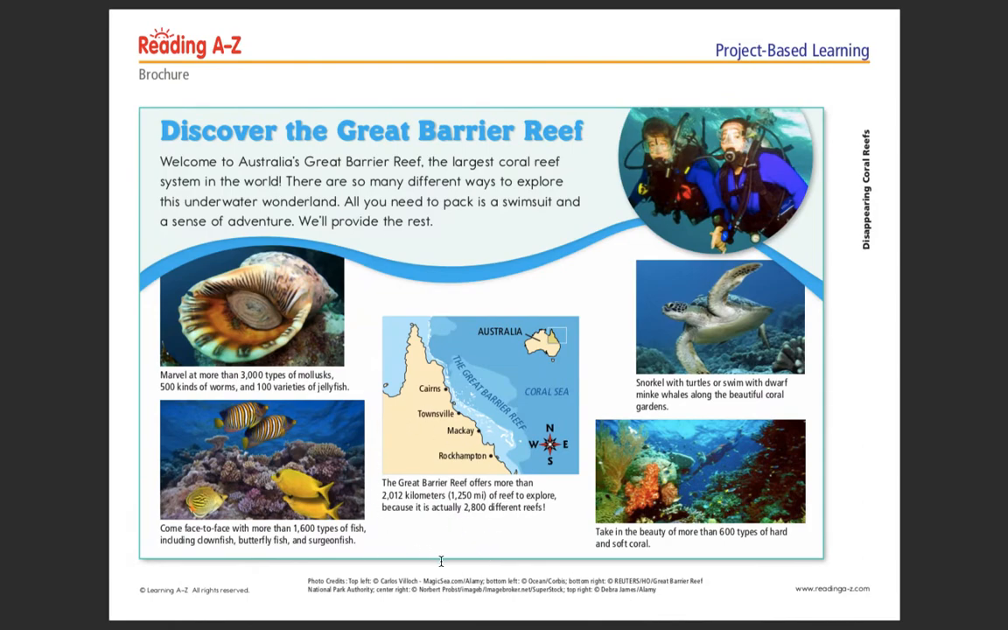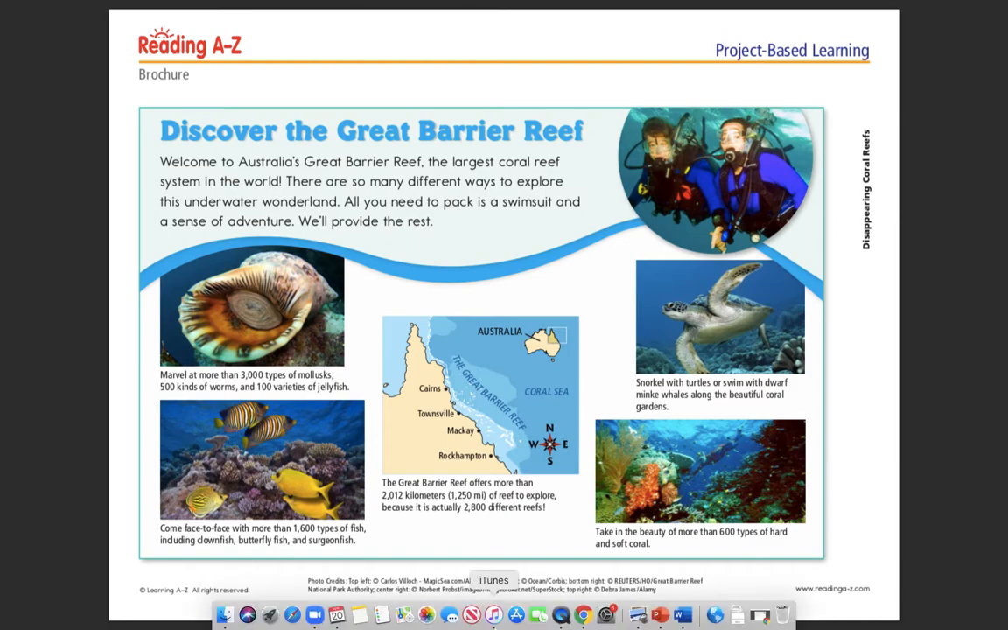Now I'm on this picture and it looks like it's a picture of Australia. So let's see what it says. The Great Barrier Reef offers more than 2,012 kilometers, 1,250 miles of reef to explore because it's actually 2,800 different reefs. So a Great Barrier Reef is really a whole bunch of different reefs combined. It's not just one huge reef. That's interesting. I'm going to write that down.